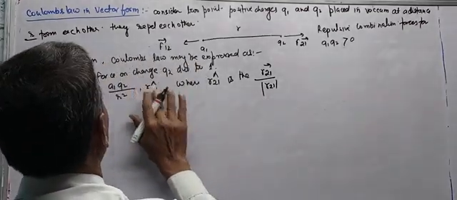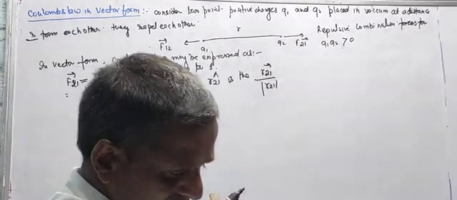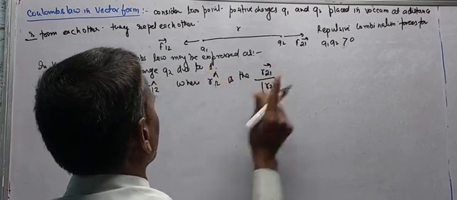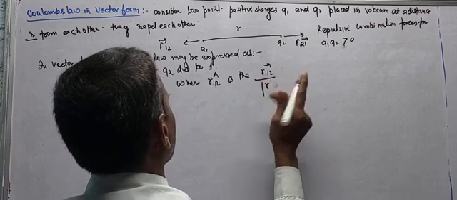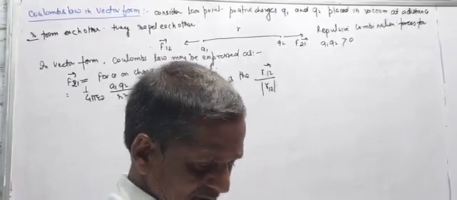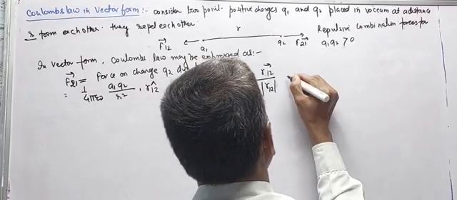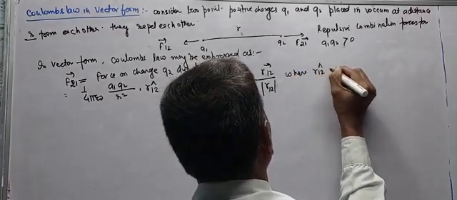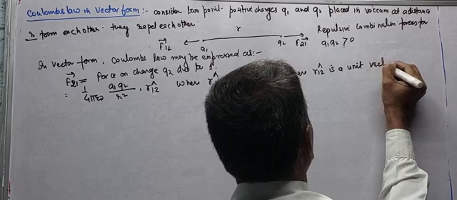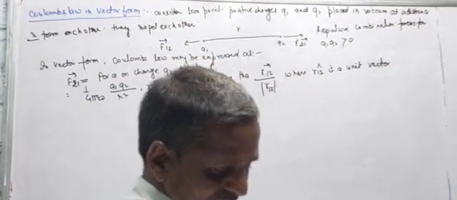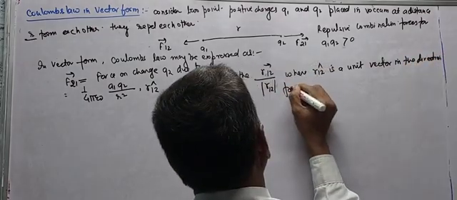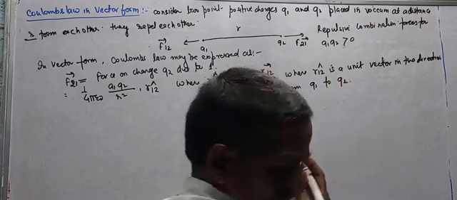r12 cap equals vector r12 upon mod r12, where r12 cap is a unit vector in the direction from Q1 to Q2.